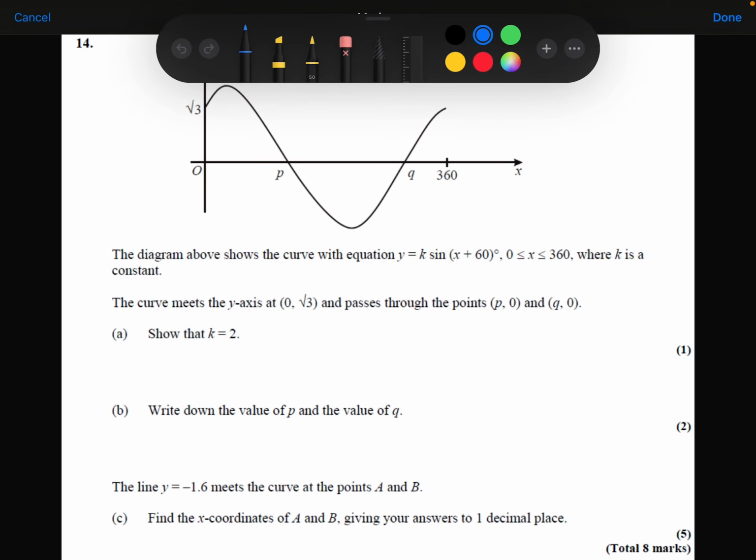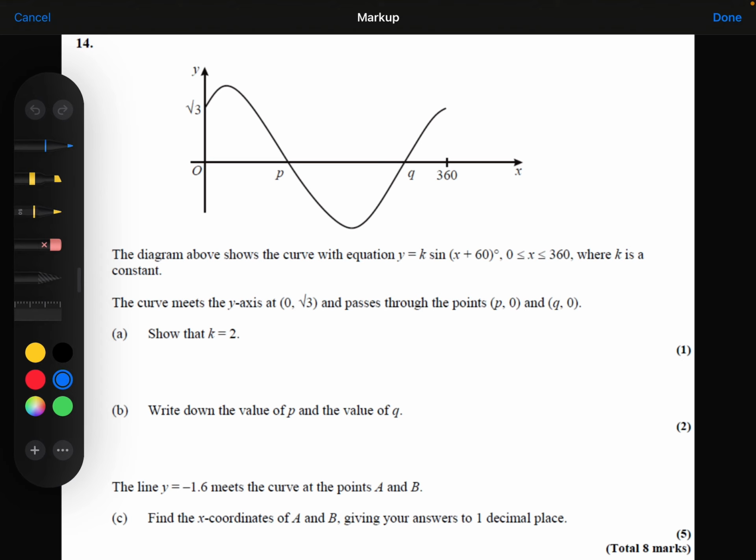The diagram shows the curve with the equation y equals k sine (x plus 60) between 0 and 360, where k is a constant. The curve meets the y-axis at the point (0, root 3), and passes through the points P and Q. I need to show that k is equal to 2.